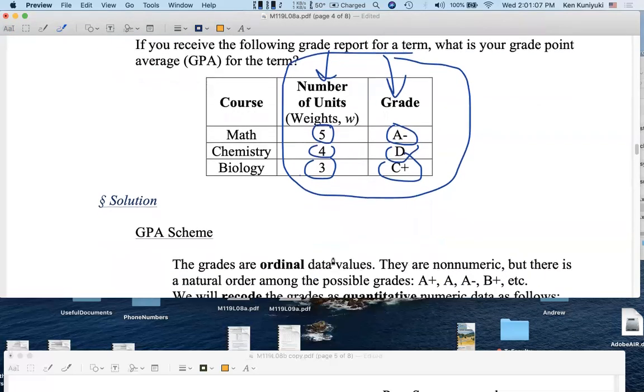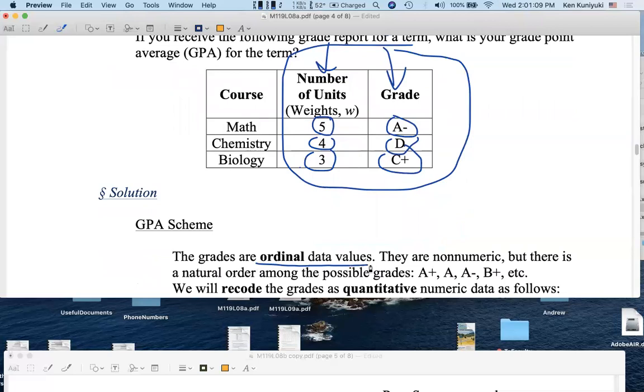All right, the grades here are ordinal data values. They are non-numeric as they stand, but there is a natural order. So as a student, you would prefer an A+ to an A, you would prefer an A to an A-, you would prefer an A- to a B+, and so forth. Unless you want to tell your parents, I want to quit school and go somewhere. All right, I'm assuming you want a better grade.